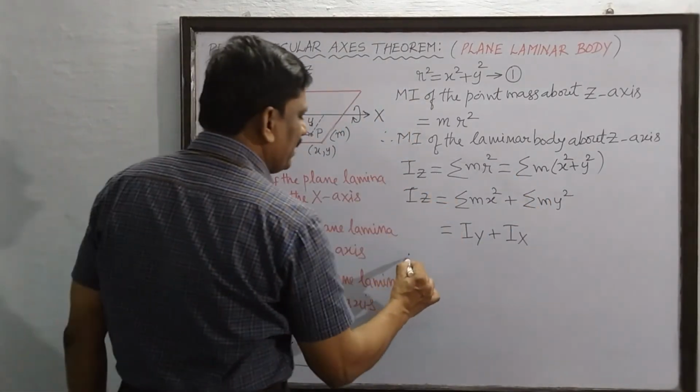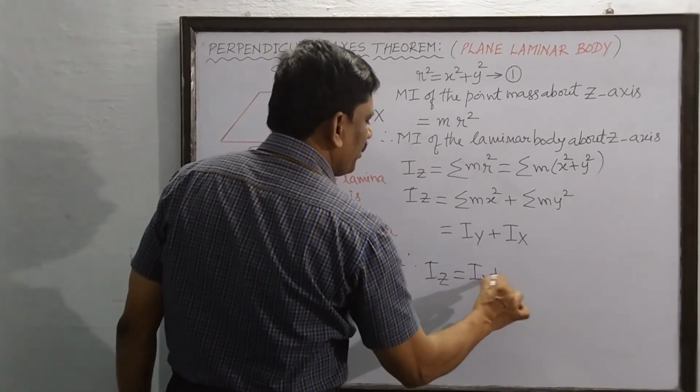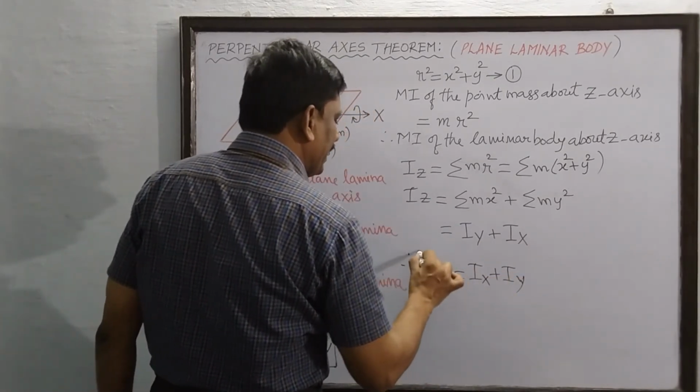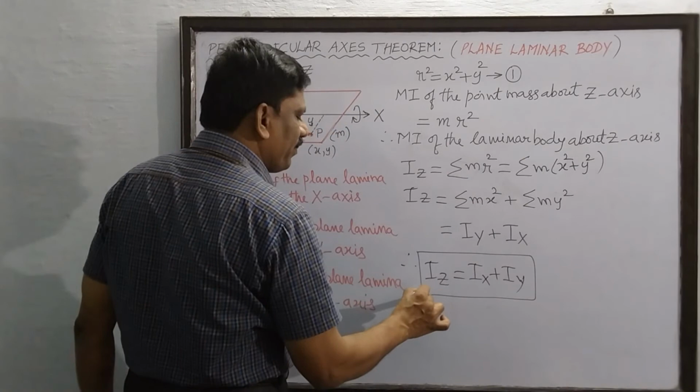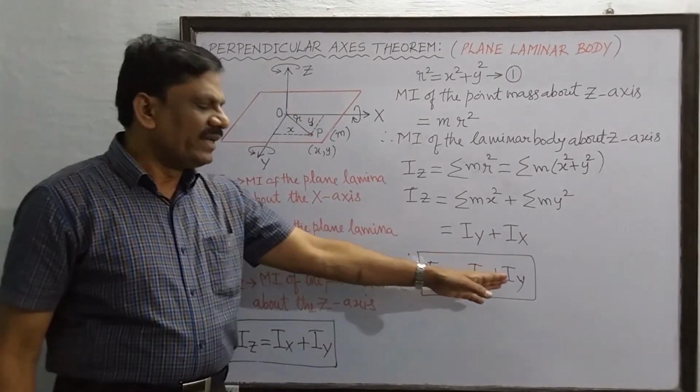So, now we can rewrite this as Iz is equal to Ix plus Iy. So, we have proved the perpendicular axis theorem with the help of a plane laminar body, and we must write this in words.